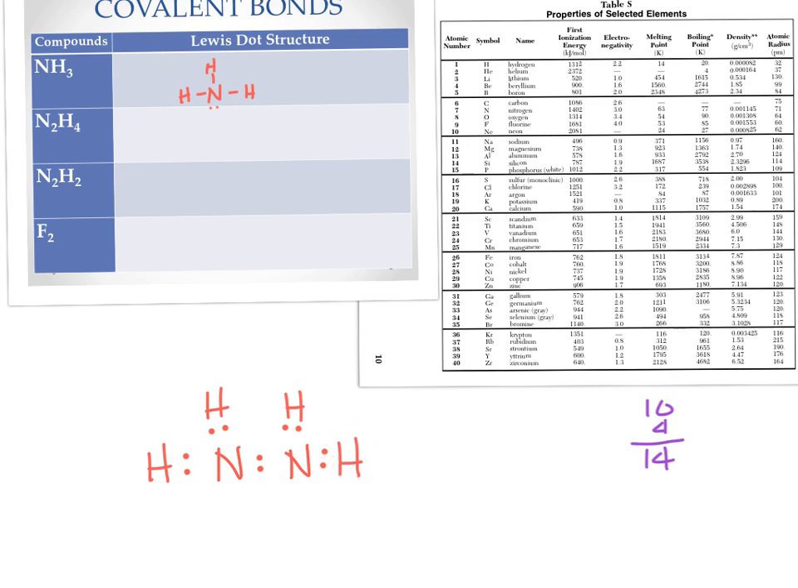So let's see whether or not we have the required 8 valence electrons around nitrogen. We have 2, 4, 6 here and 2, 4, 6 here. So how can we make it so that we can have a maximum of 8 valence electrons around each of the nitrogen? In this case, all we have to do is put 2 more here and 2 more here, and now we have a total of 8 valence electrons around each of the nitrogen, and that will be our Lewis dot structure.